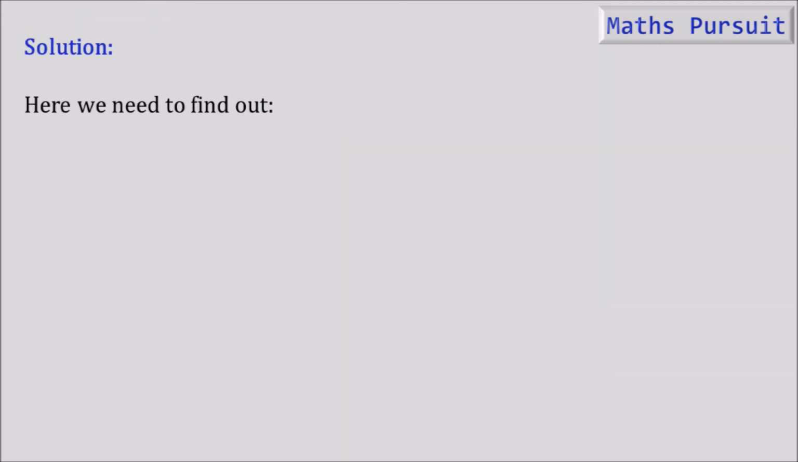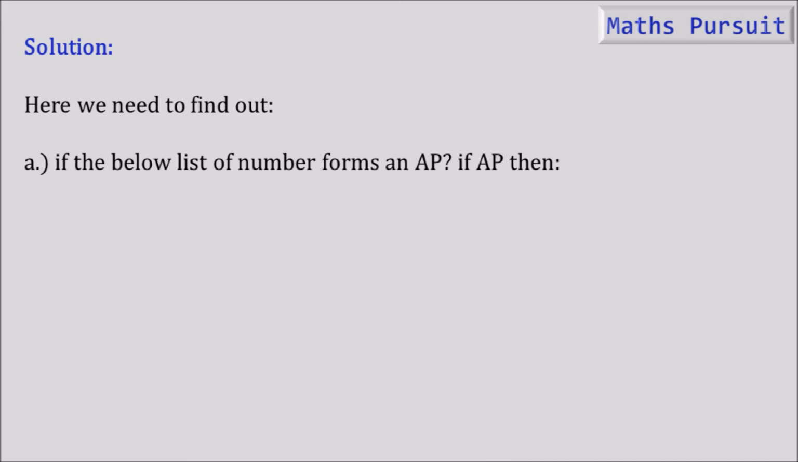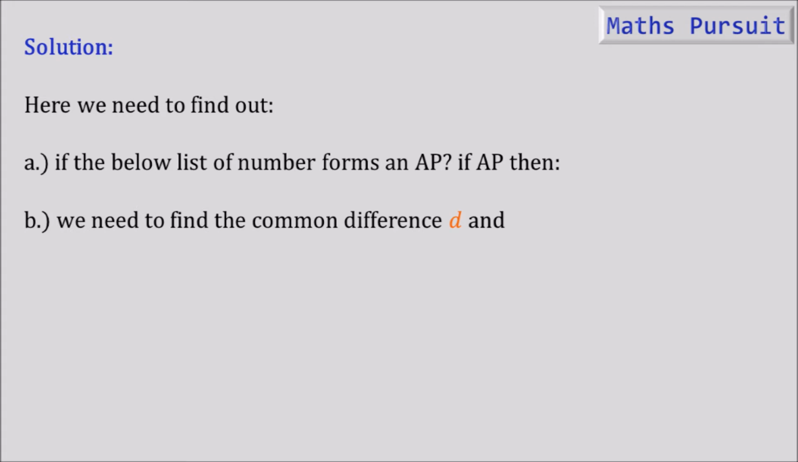Here we need to find out if the below list of numbers forms an AP. If AP, then we need to find the common difference D and we need to also find the next 3 terms. Guys, the question is very clear. That means it is asking us to find out whether the given number sequence forms an AP. And if the number sequence forms an AP, then only we are going to find out the next 3 terms. And guys, for doing all these things, we are going to find out the common difference. After finding out the common difference, then only we can decide whether the number sequence is forming an AP or not.